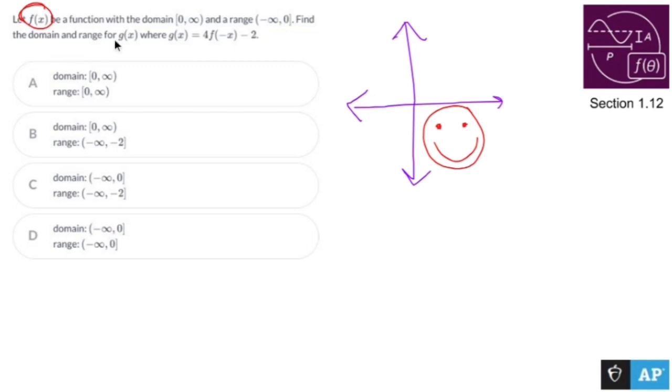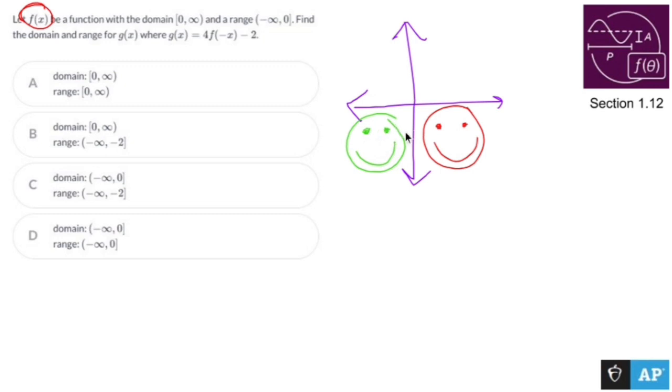Find the domain and range for g when g is 4 times f of x, which means it's super stretched out, minus 2, and then the x is negative. All right. So first thing we need to look at is that when the x is negative, it means we take this and flip it left to right. That is called a horizontal shift. When you put a negative on x inside, you just flip it left to right. It's a mirror image left to right, as opposed to flipping up and down. So this is a mirror image.